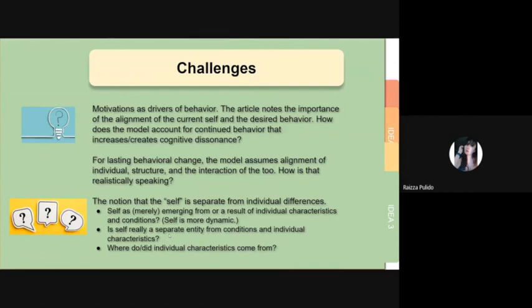Because I did not see the motivation part in the model. Or maybe I just don't understand it. I don't know. And also questioning, sorry, Adi.